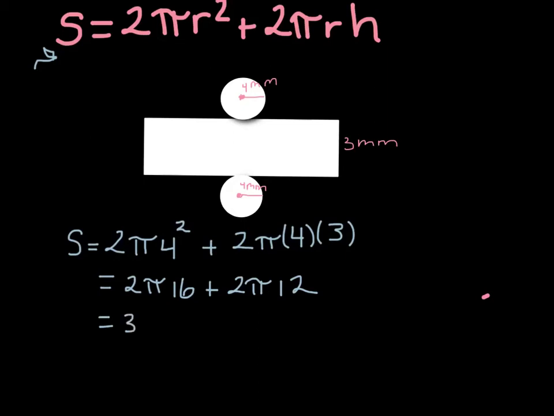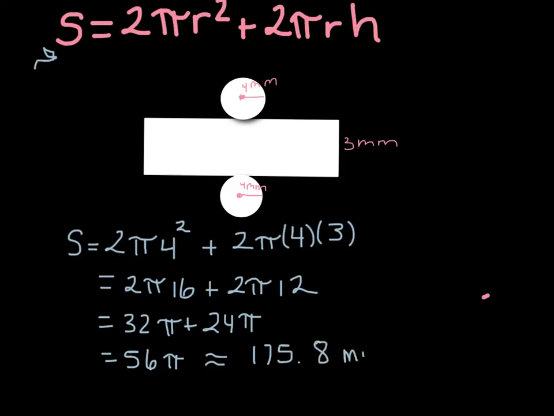Now I go ahead and get 32 pi plus 24 pi, which equals 56 pi. And if I evaluate that, I'm going to round to the nearest tenth. I get 175.8 millimeters squared as my surface area.